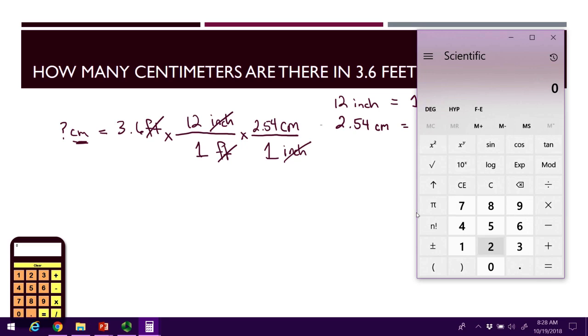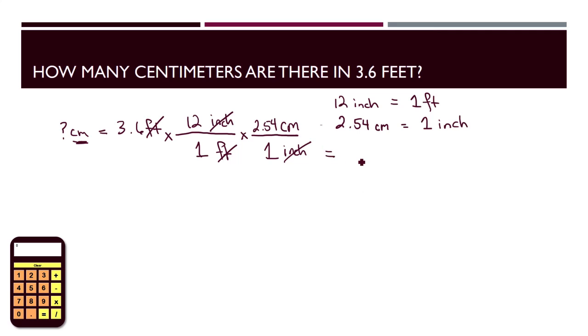So we've got 3.6 times 12 times 2.54. That equals 109.728. Since my original number only had 2 significant figures, I'm just going to keep 2 in my answer. So I'm going to say that it's about 110 centimeters. Okay? So how many centimeters are there in 3.6 feet? It's about 110 centimeters, right?